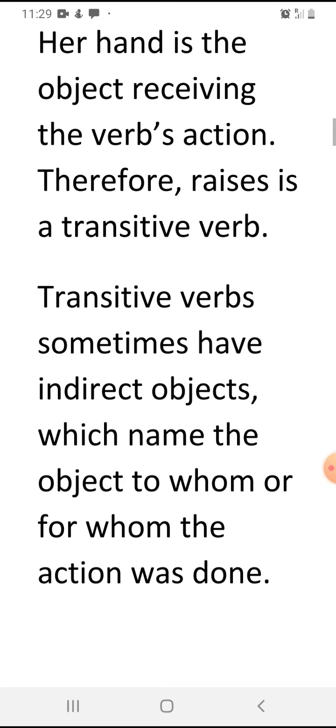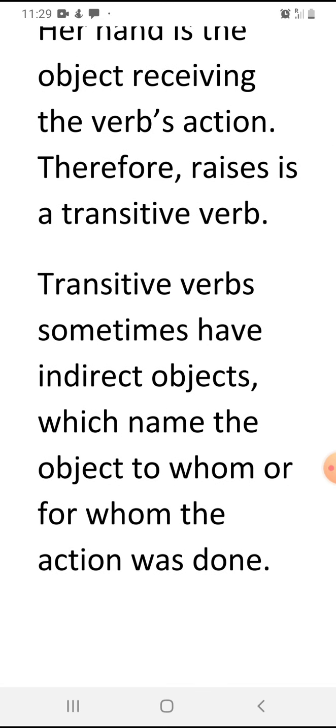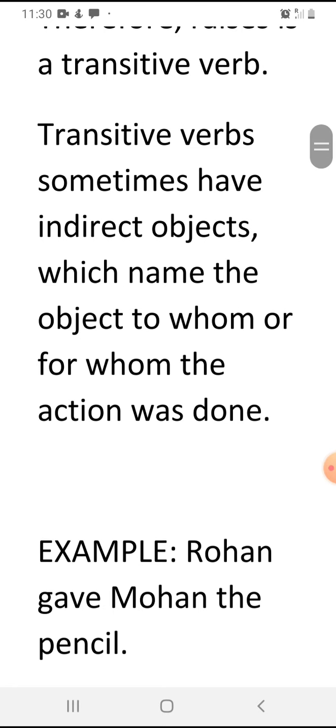Transitive verbs sometimes have indirect objects which name the object to whom or for whom the action was done. Transitive verbs may have one object or more than one object. If the transitive verb is having two objects, we call them the direct object and indirect object. Indirect object names the object to whom or for whom the action was done.